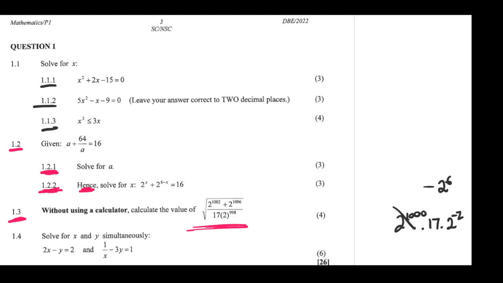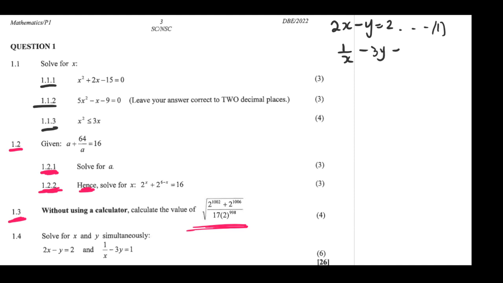So anyways, let's go to 1.4. What do we have in 1.4? We have two equations. We have 2x minus y is equal to 2. You can make this equation 1, right? And then we have 1 over x minus 3y is equal to 1. Obviously, you need to put this properly.